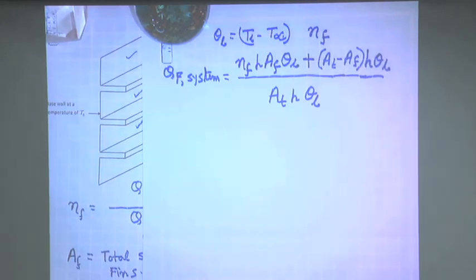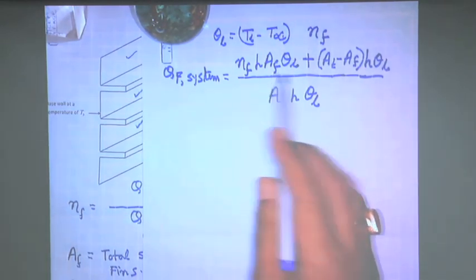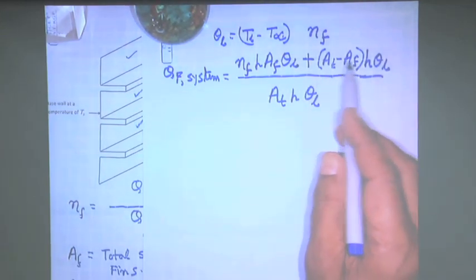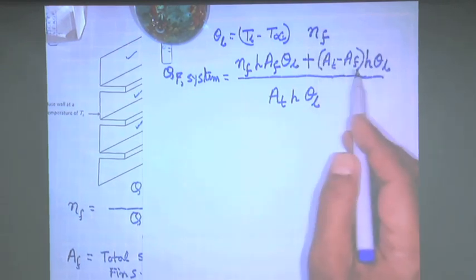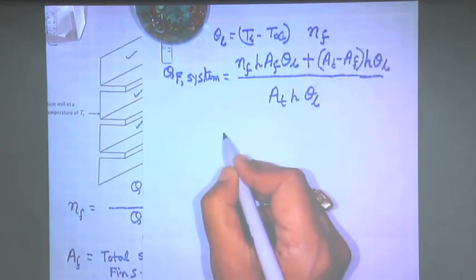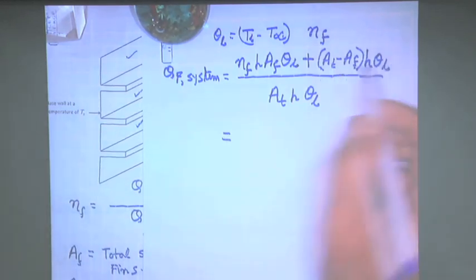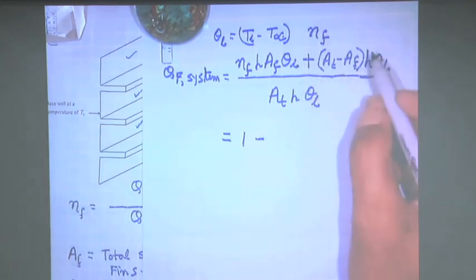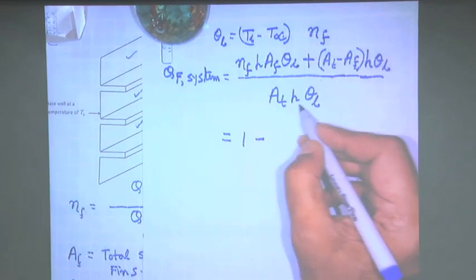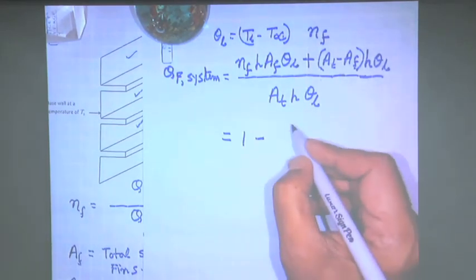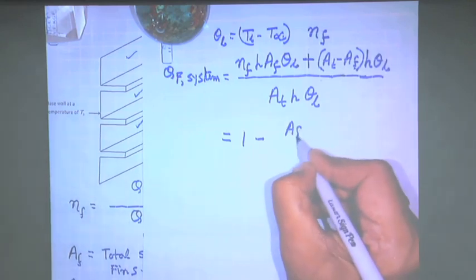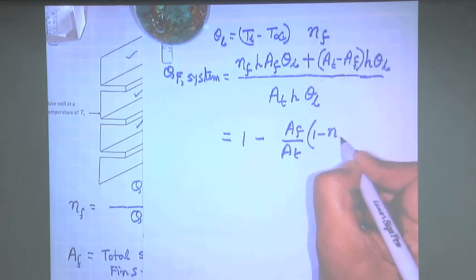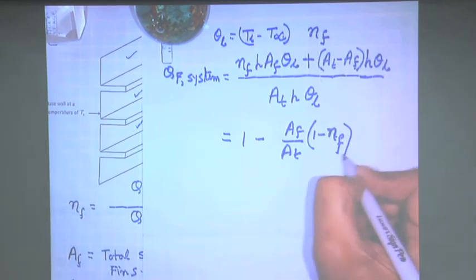How do we express this? If we know the total surface area of the fins and the total surface area including the unfinned portion plus fin, then AT minus AF is the area of the unfinned portion. This can be written in a simple expression, taking AT h theta B as a separate term. Theta B cancels out, h cancels out, giving 1 minus AF by AT into 1 minus eta F.